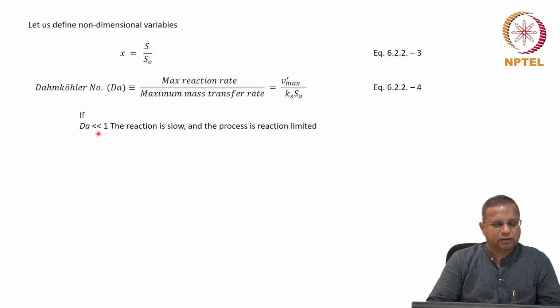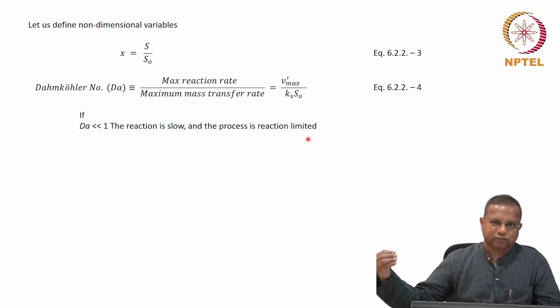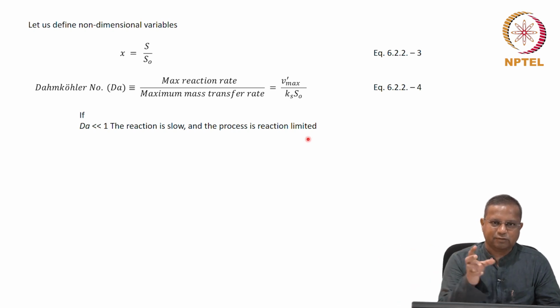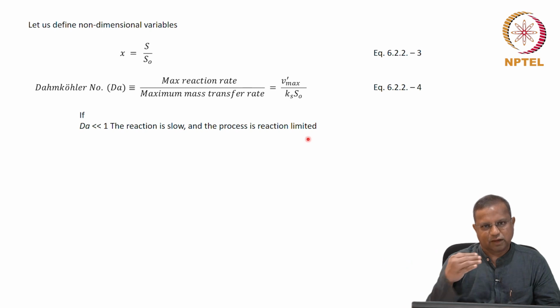If the Damkohler number is much less than 1, then the reaction rate is slow in comparison to the mass transfer rate, and the process is reaction limited. Okay. Remember, the slowest step determines the rate, right? So, if the rate of one aspect of a serial process is slow compared to the other, that one is going to determine the overall process rate. So, if the reaction is slow, the process is reaction limited.